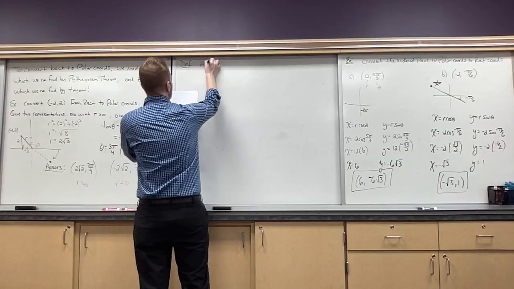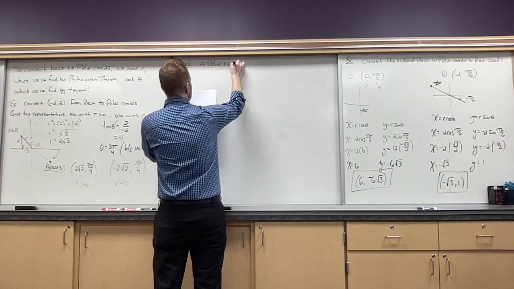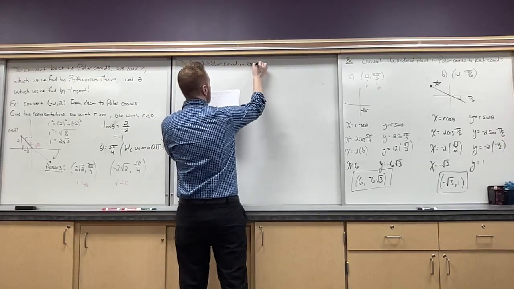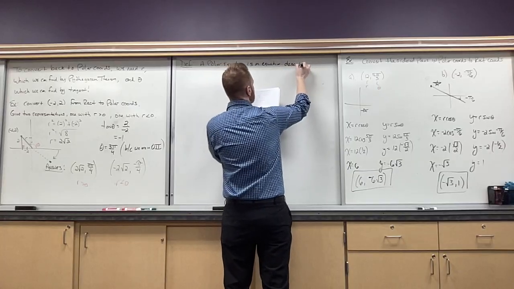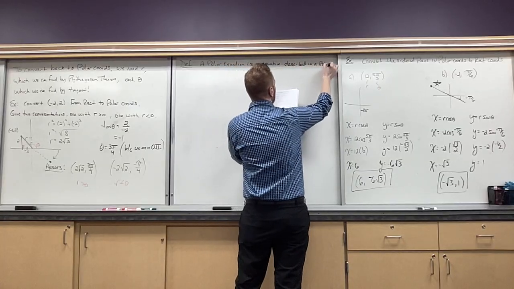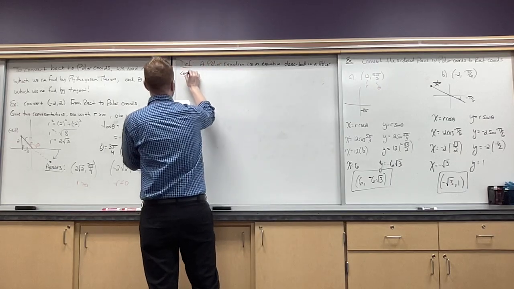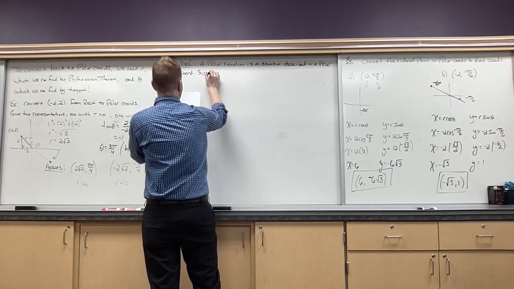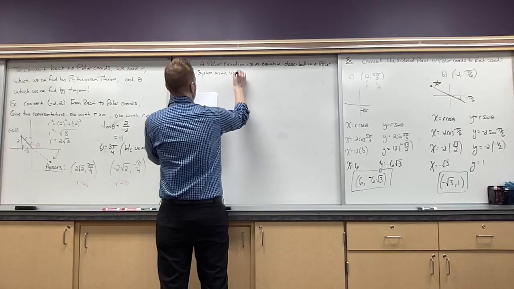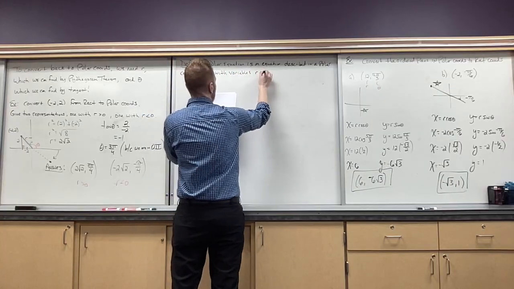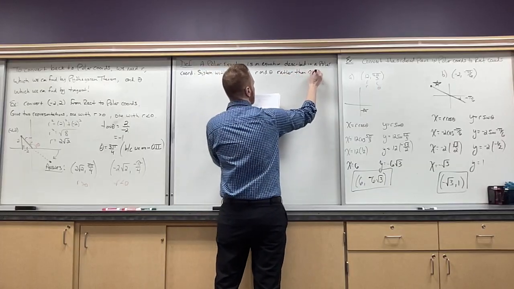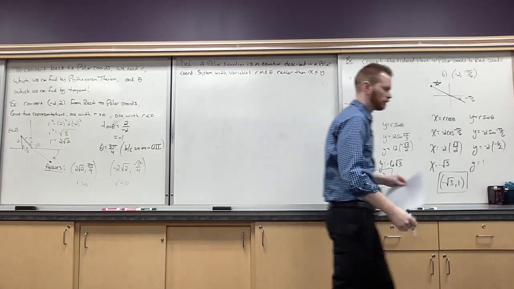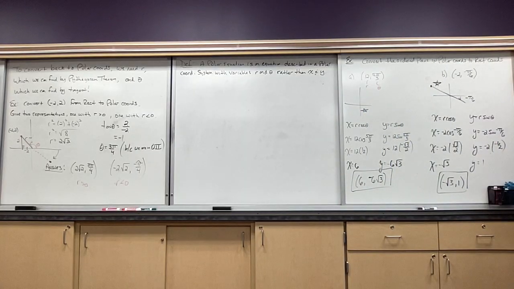Quick definition. A polar equation is an equation described in a polar coordinate system with variables r and theta rather than x and y. Okay. Now, why is that the case? Why is this such a big deal?